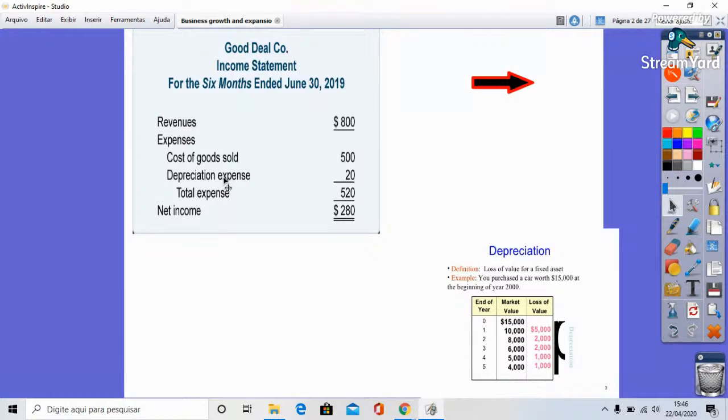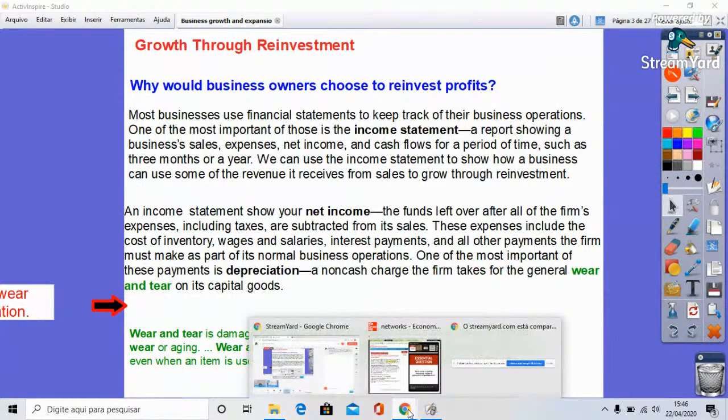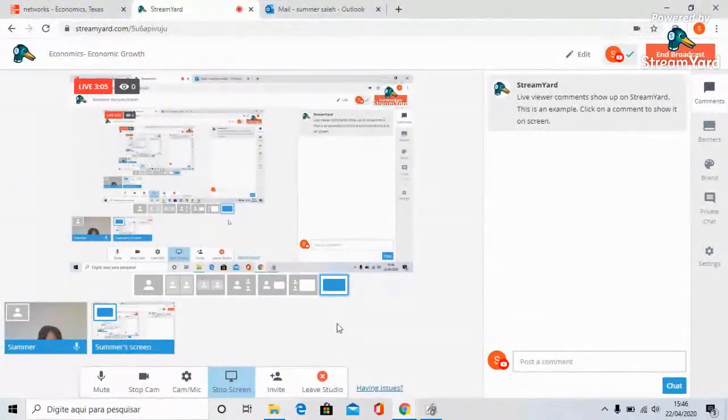What is the cost of these goods? $500. Depreciation expense, the broken product, the product that becomes obsolete, the product that I cannot sell anymore, needs to go on my income taxes: $20. So how much expenses did I have in my company? $520. Do you see? So my net income, the money that goes to my pocket, is only $280. This is really important for big companies to put on their income taxes. Let me check to see if everything is working. Yes, I think it is.